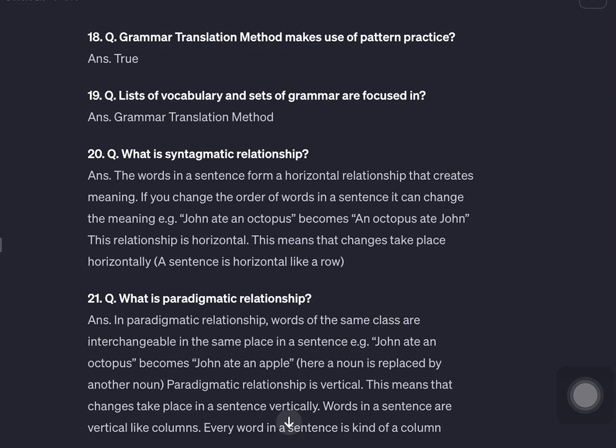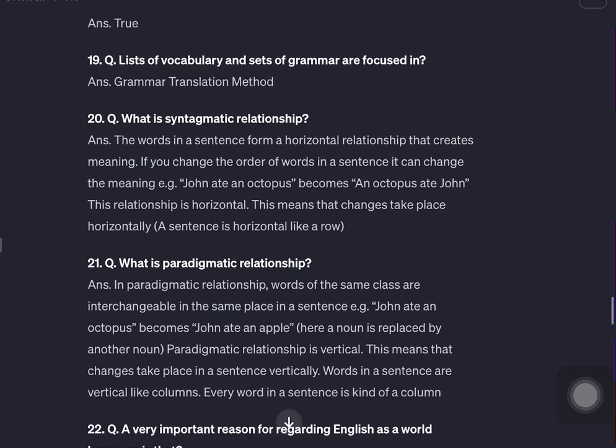20. Q. What is syntagmatic relationship? Ans. The words in a sentence form a horizontal relationship that creates meaning. If you change the order of words in a sentence, it can change the meaning, e.g., John ate an octopus becomes, an octopus ate John. This relationship is horizontal. This means that changes take place horizontally. A sentence is horizontal like a row.